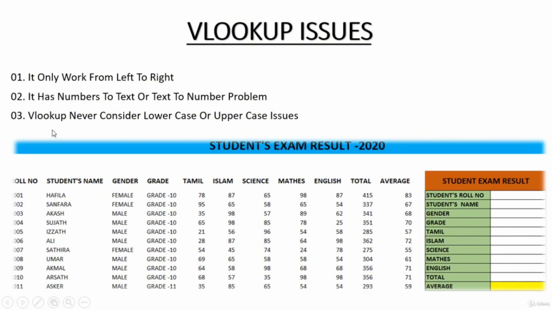The third problem is that Vlookup never considers lowercase or uppercase issues. It means that if you want to retrieve the data based on the lookup value, the student name, it never matters for the Vlookup function whether you write the student name in lowercase or uppercase. If you write Hafila in small letters or lowercase, it will work. At the same time, if you write the student name Hafila in uppercase, it also works. Don't need to be worried about this demonstration. We will look at it in depth in the practical section, where I cover every segment of the Vlookup function.